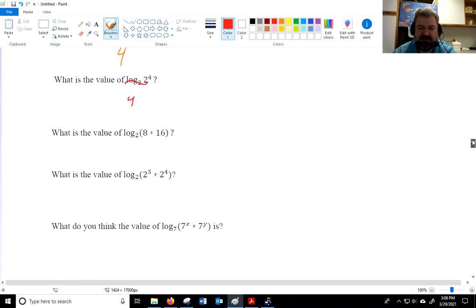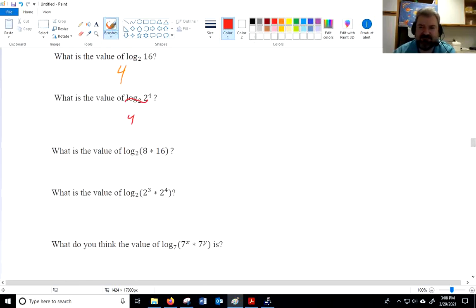All right, what about the log base 2 of 8 times 16? Well, this is the log base 2 of 2 cubed times 2 to the 4th. So this is just the log base 2 of 2 to the 7th. And as we've already discussed, this is going to cancel out, making it just 7. Which is exactly what this is showing here, that the log base 2 of 2 to the 3rd times 2 to the 4th is just 7. You just add these exponents together.